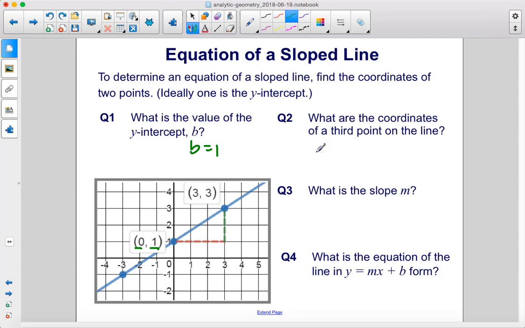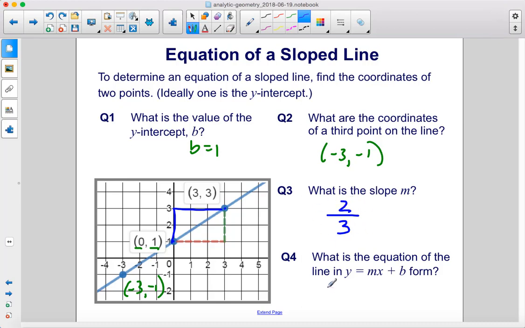Question 2. What are the coordinates of a third point on the line? All right, so let's look. Oh, here's a point down here, and that is at -3, -1. What is the slope m? All right, remember, slope is rise over run. So from this point to this point, we rise 2 and run 3. So rise over run, 2/3.